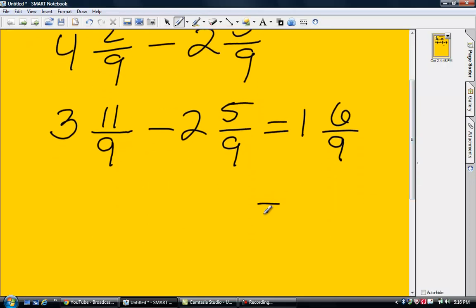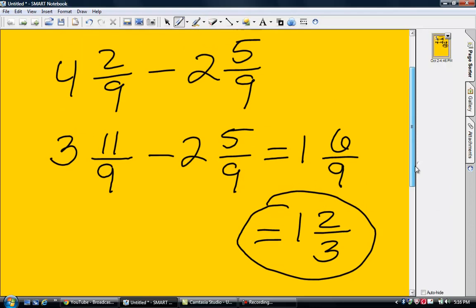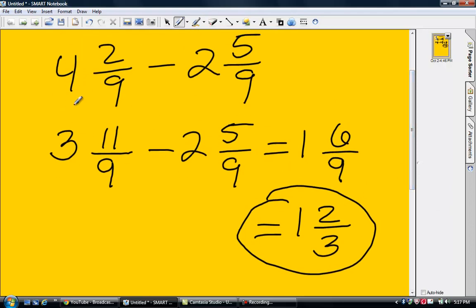We're almost finished. But this 6 over 9 is reducible because both the 6 and the 9 are divisible by 3. 3 goes into 6 2 times. 3 goes into 9 3 times. We're all finished. Okay? If you're still unclear where I got this 1 to add to the 2/9, okay?